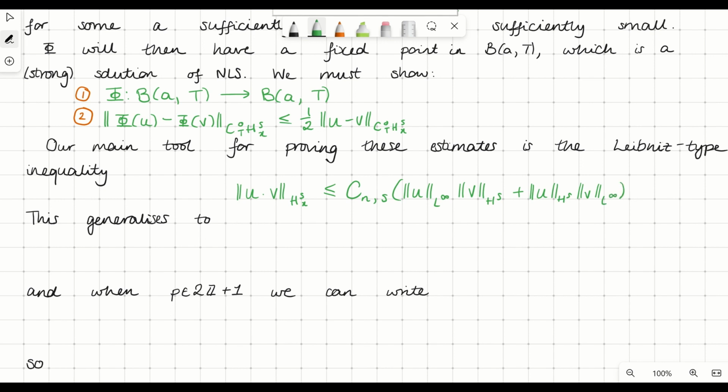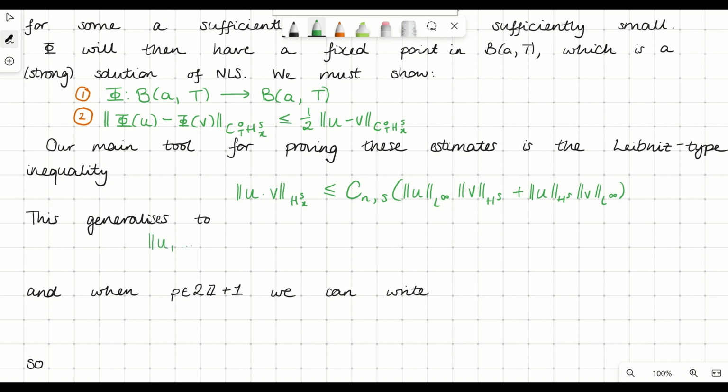And to see why this is called a Leibniz type inequality, at least by me, you can take s equals 1 and see that it gives you what you expect from Leibniz rule. Clearly this would hold for more than just 2 functions. We can generalize it to having n functions.